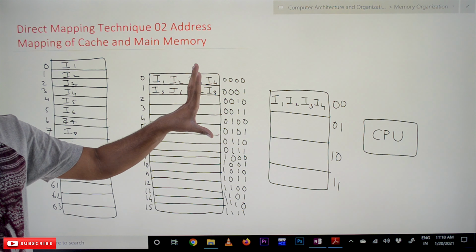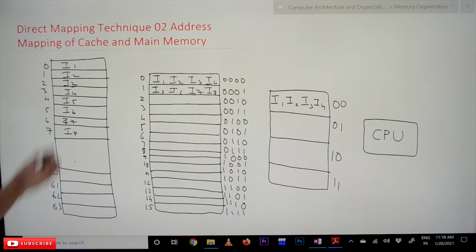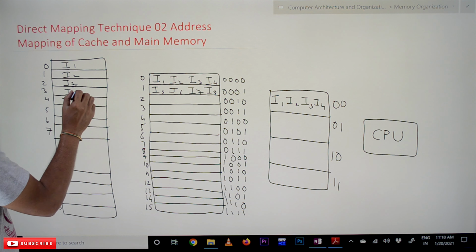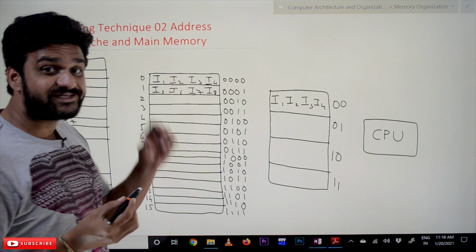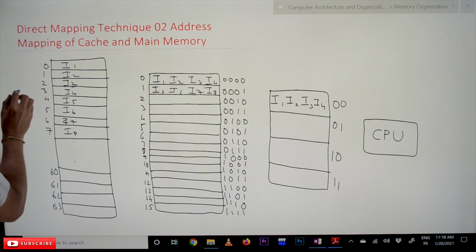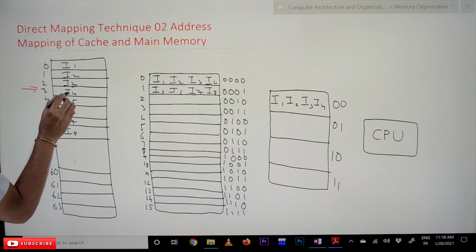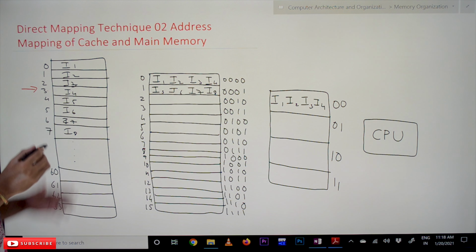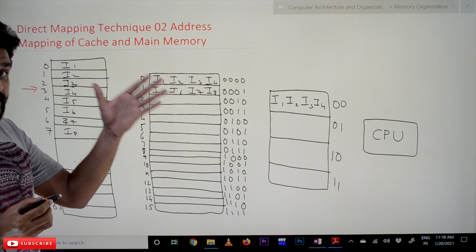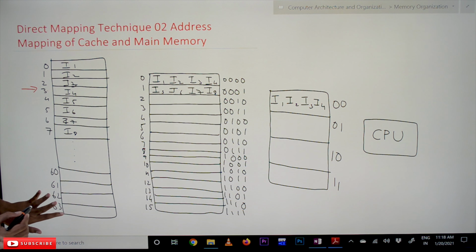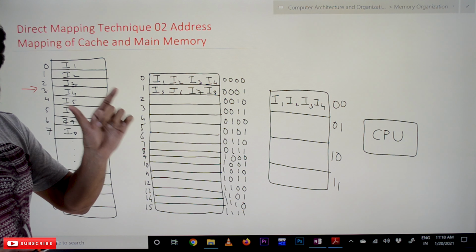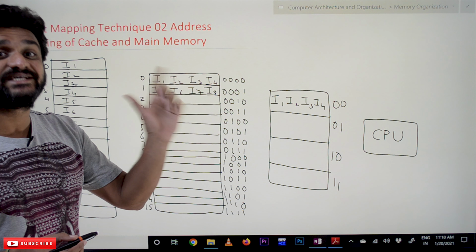What the CPU will generate is this: whenever instructions are getting executed, for example there are 8 instructions being executed, assume that instruction 4 is getting executed. Instruction 4 is in memory address 3. What is the address that will be on the program counter? The address will be 4, because this is a 64-word memory. In order to represent each and every word uniquely, we should have 6 bits.